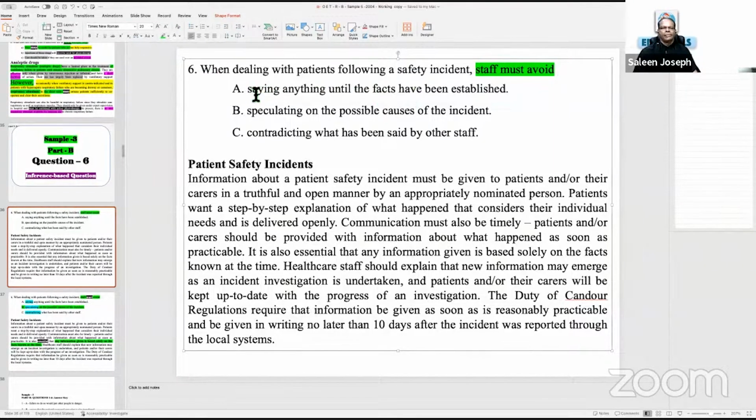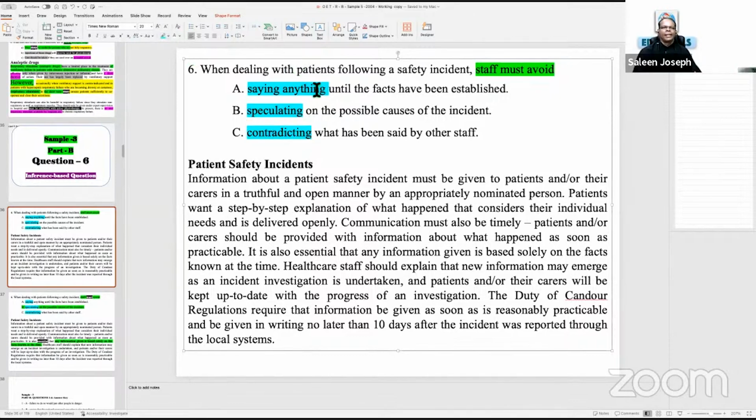Saying anything. Don't say anything. Okay. Then speculating. Speculating means speaking about the future things. Contradicting what others said. Okay.